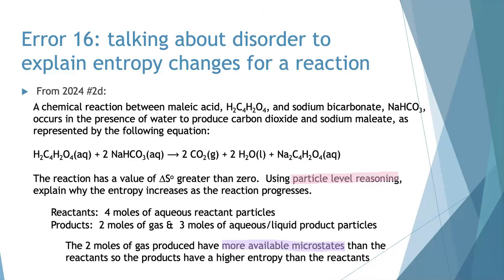The 2 moles of gas that are produced have a lot more available microstates. So I've got more moles, I've got a state of matter that inherently has more possible arrangements, and so the products have a higher entropy than the reactants, right? Compare my reactants, compare my products, states of matter, number of particles, and talking about available microstates. I could also talk about greater dispersal for the gases, right? I tend to talk about available microstates. That's usually my preferred wording.